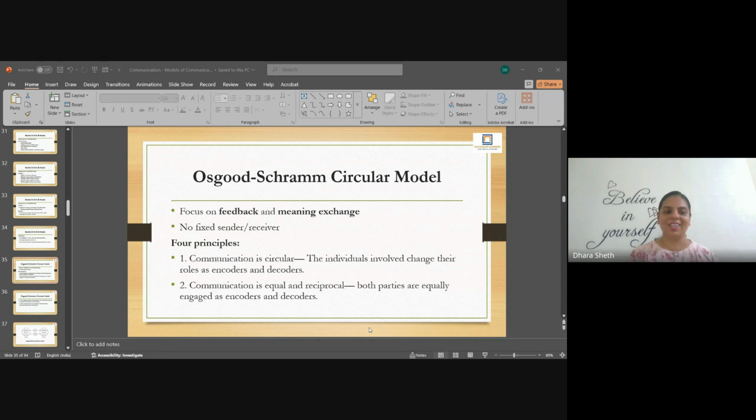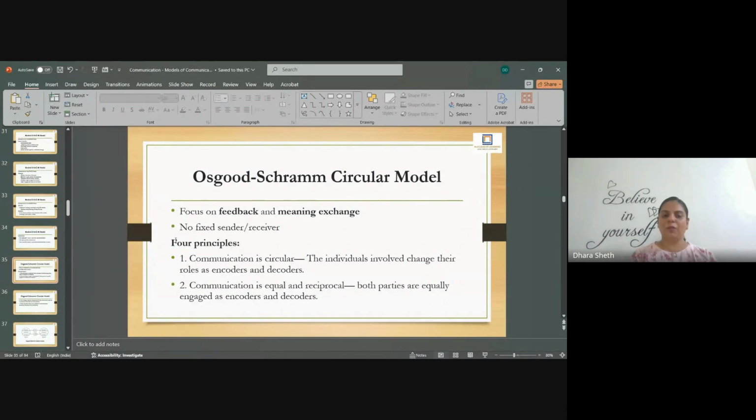So if you don't know the models, how would you answer? That's the purpose of knowing these models. Okay. Osgood, Schramm, these were two scientists, their circular model. Now here we are starting with the interactive models. Sorry, not transactional. Where there's no fixed sender receiver, both can send the message.